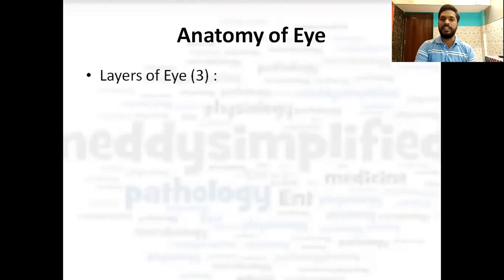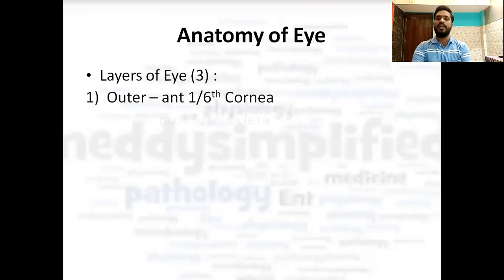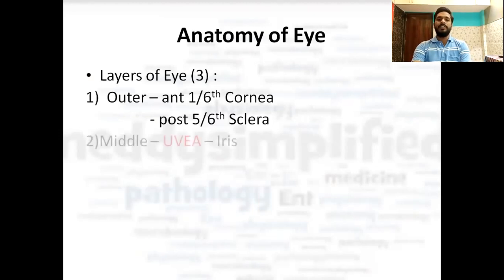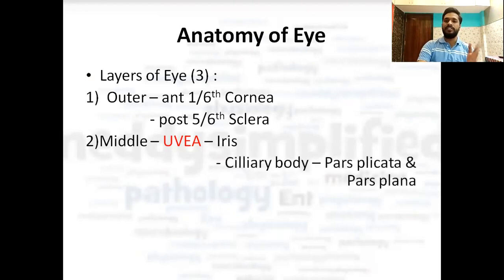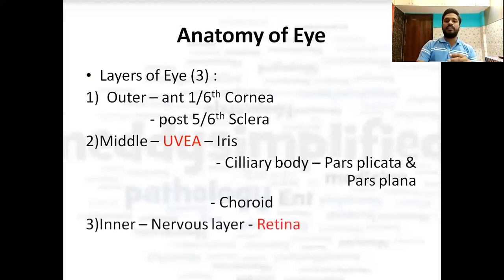The eye consists of three layers. The outer layer consists of two parts, cornea and sclera. The anterior 1/6 is the cornea, whereas the posterior 5/6 is the sclera. The middle part is known as the uvea. It consists of the iris, the ciliary body, which consists of pars plicata and pars plana, and then we have the choroid. And the innermost part, that is the nervous layer, consists of the retina.